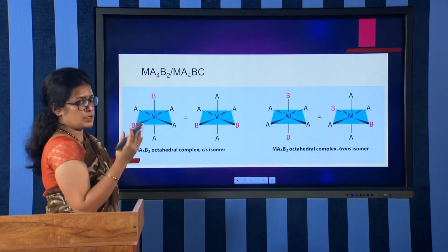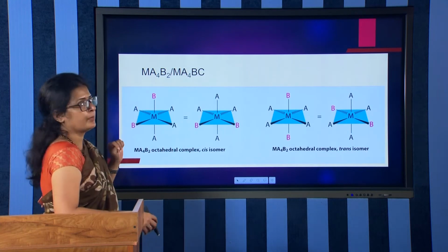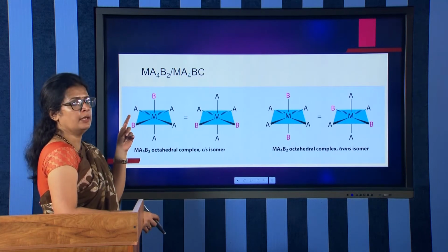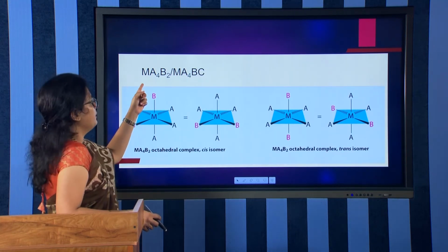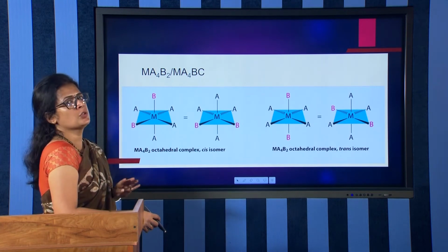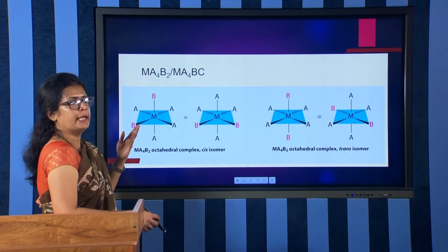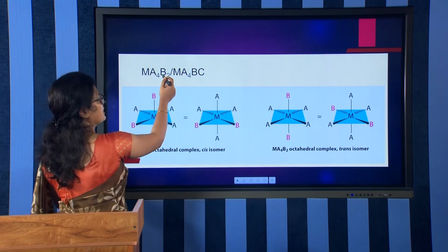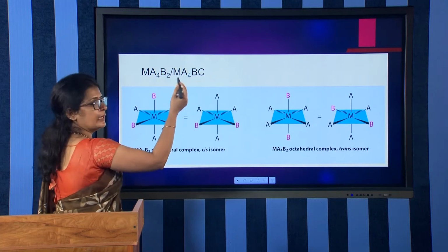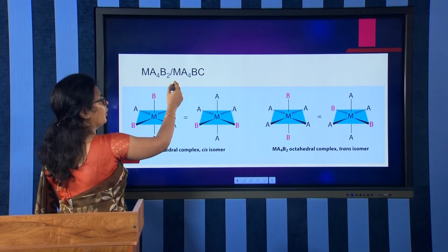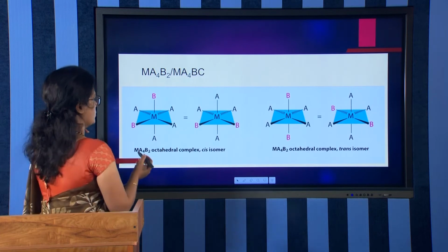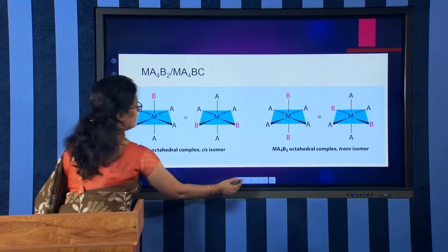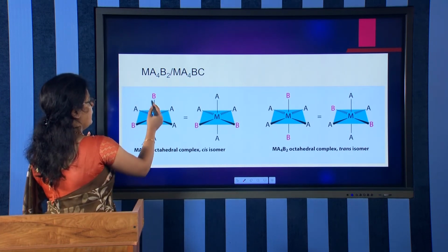Now, coming to the next type, that is MA4B2. MA4B2 means we are substituting 2 A in MA6 with B. So, MA4B2 means 4 molecules of A and 2 other ligands. Or MA4BC, if I substitute one B with another ligand, that is C. This is the structure. M, A4 means 1, 2, 3, 4, B2 1, 2.